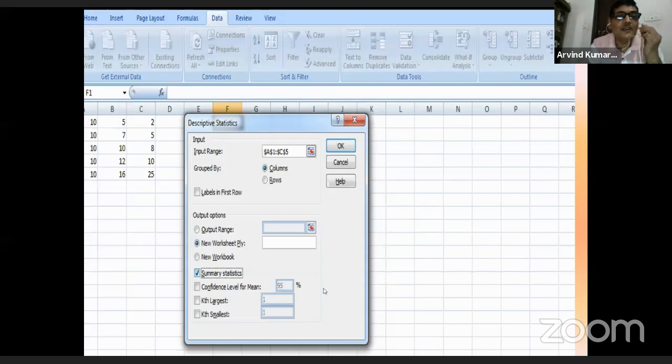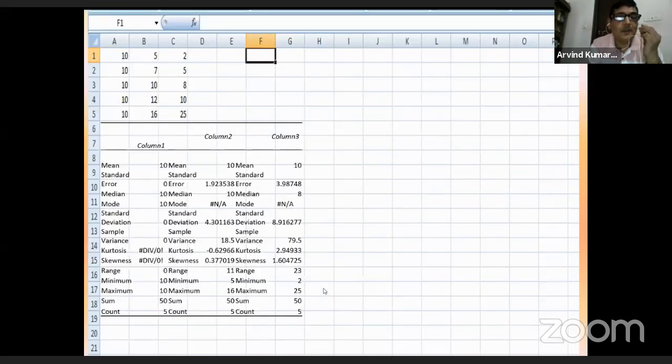When you click it, you get this table. In this table you can see column 1, column 2, column 3. Mean values are there. The mean value of all the 3 columns is 10. But what we observe is that the standard error and deviation in the first case is 0, because all variables are exactly the same. But the variables in column 2 are different from each other. They are 5 to 16.